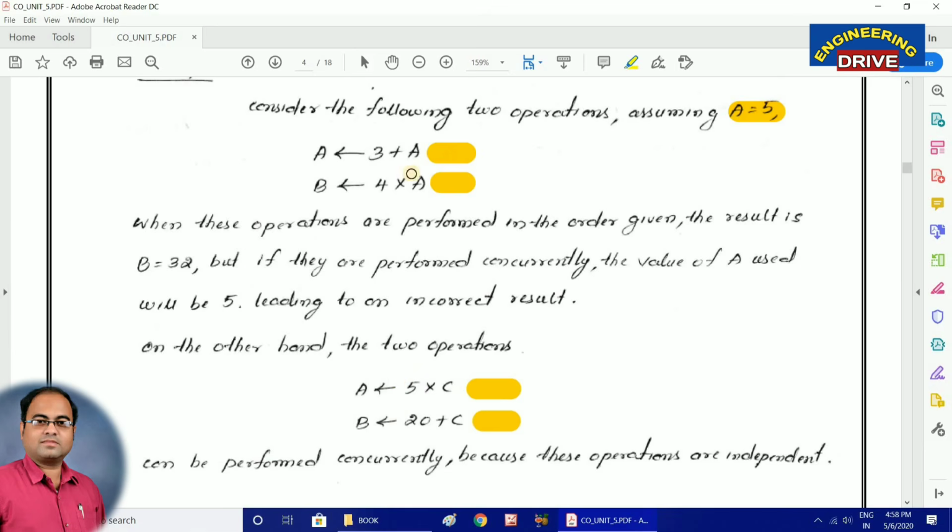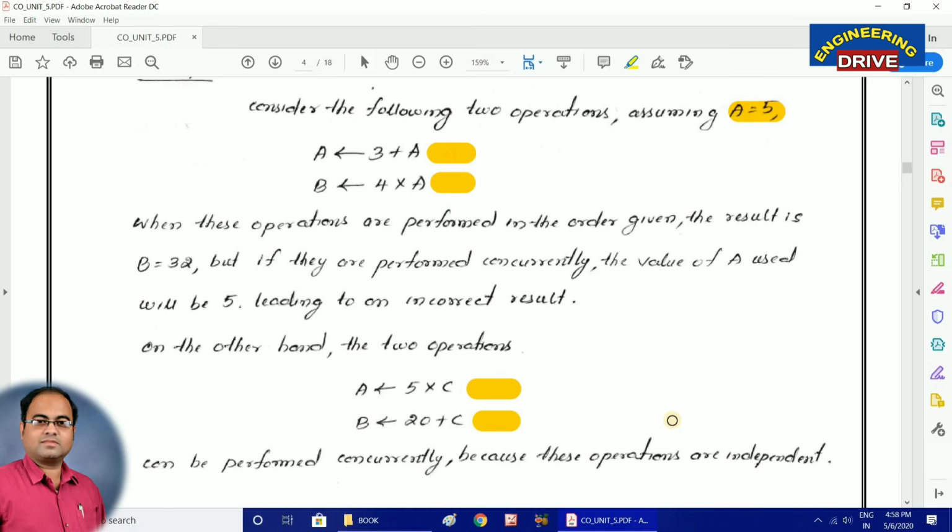This is the data example that we have taken. This is an example in which we cannot apply pipeline. Here we can apply pipeline because these 2 instructions are independent instructions. Hopefully the concept of data hazard has been clear to you. So this is one of the problems that can occur in pipeline.